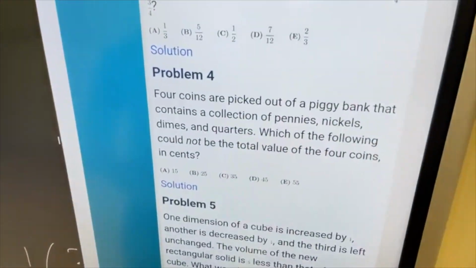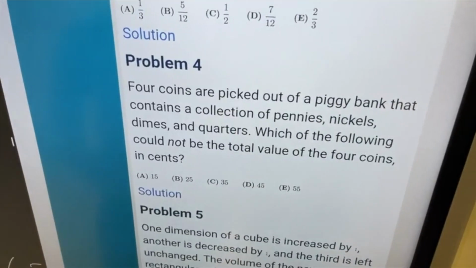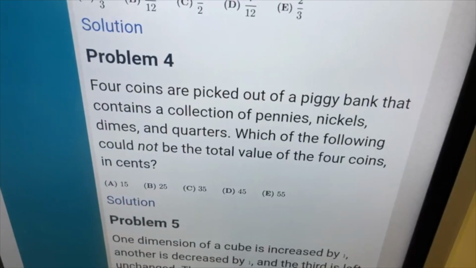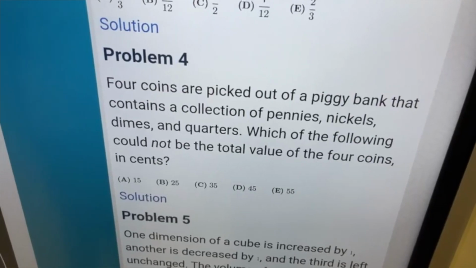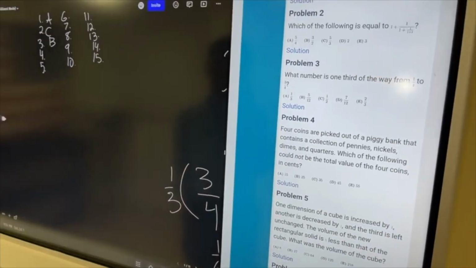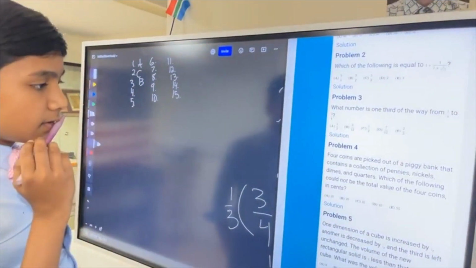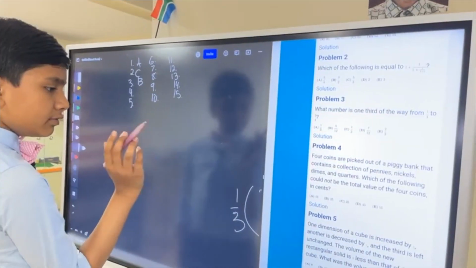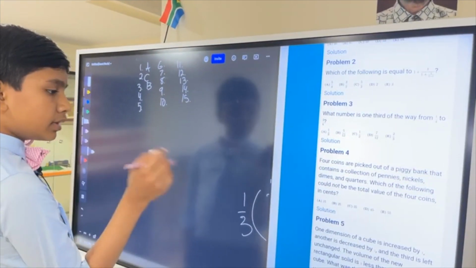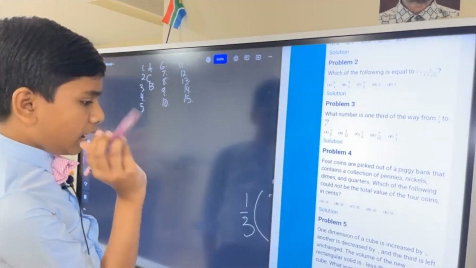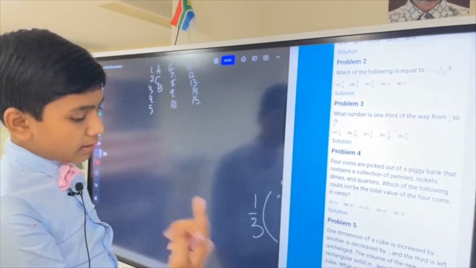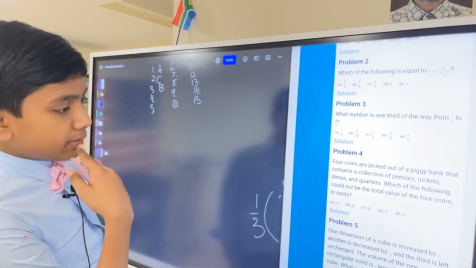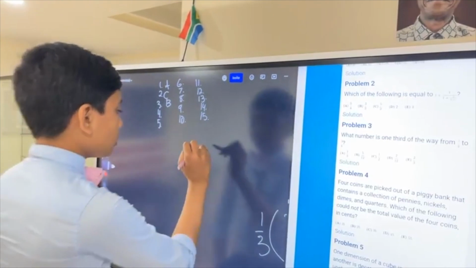Okay, 4. 4 coins are picked out of a piggy bank that contains a collection of pennies, nickels, dimes, and quarters. Which of the following could not be the total value of the 4 coins in cents? Alright, well, let's think. 15. So how can you get 15? I don't think 15 is possible. You can obviously get it with 2 nickels and 1 dime, but I don't think you can get it with 4 coins in total. So it's probably A. Good.